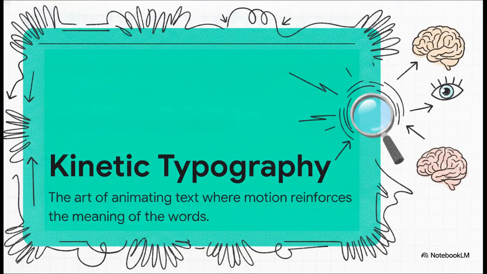Let's anchor this with a clear definition, right? Kinetic typography is the art of animating text so that the motion itself reinforces the meaning of the words. It's not just moving things around for the sake of being flashy, it actually expresses ideas and enhances storytelling. And the science totally backs this up. Our human visual cortex is hardwired to prioritize movement. So when text moves, it triggers this involuntary orientation response in our brains. We literally can't ignore it.